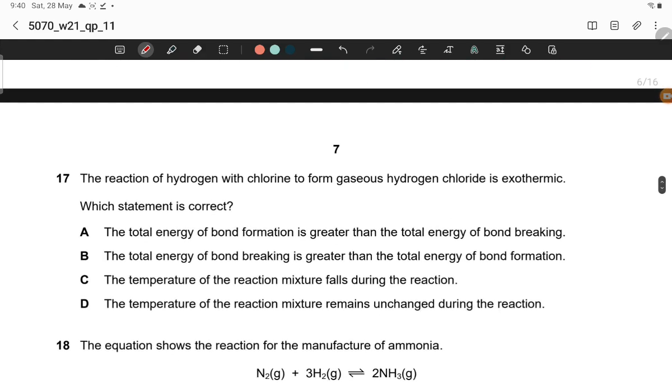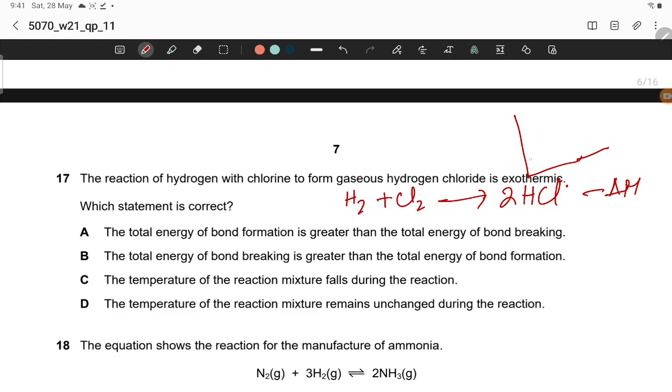The reaction of methane with oxygen to produce water and carbon dioxide is again exothermic reaction, so they are also incorrect. The reaction of hydrogen with chlorine to form gaseous hydrogen chloride is exothermic, H2 plus Cl2 to form 2HCl. Exothermic reaction, the total energy of bond formation is greater than the total energy of bond breaking. Yes, this is correct.